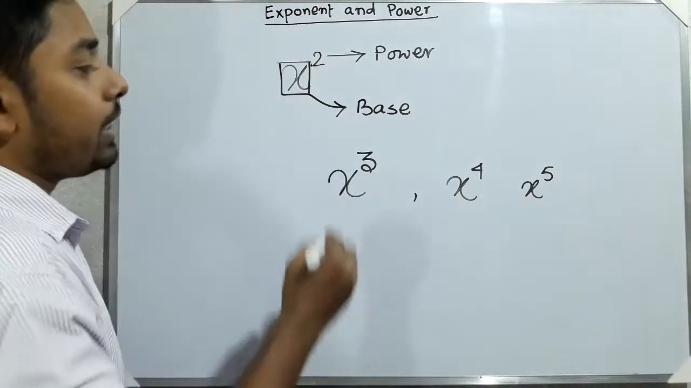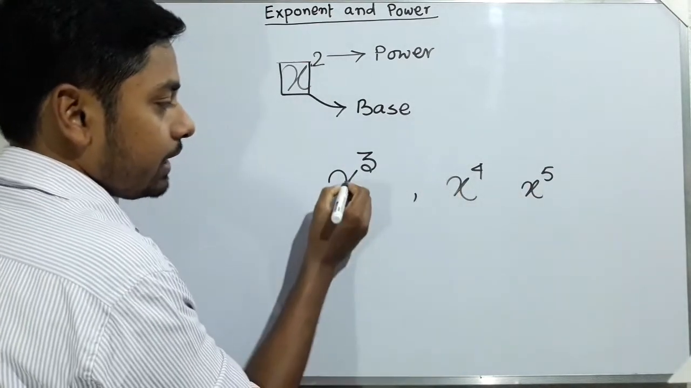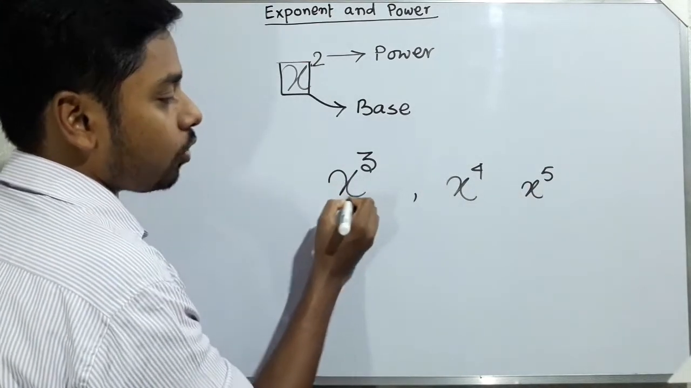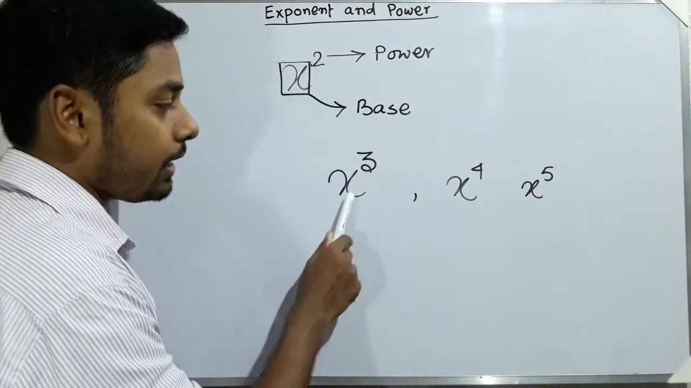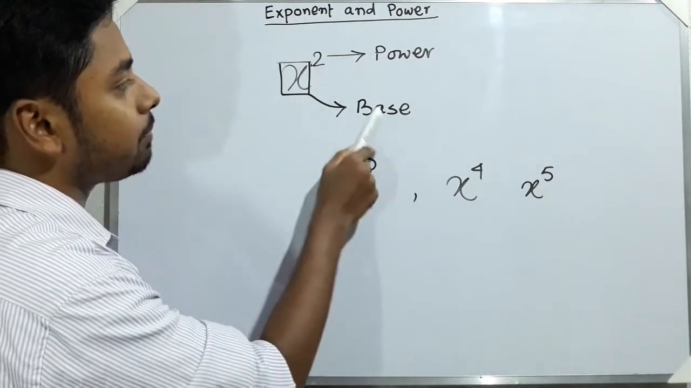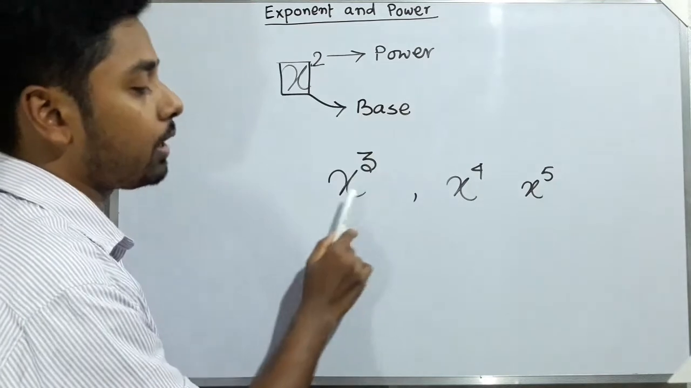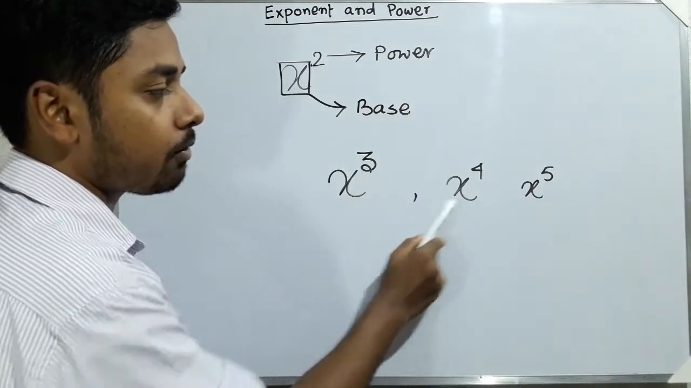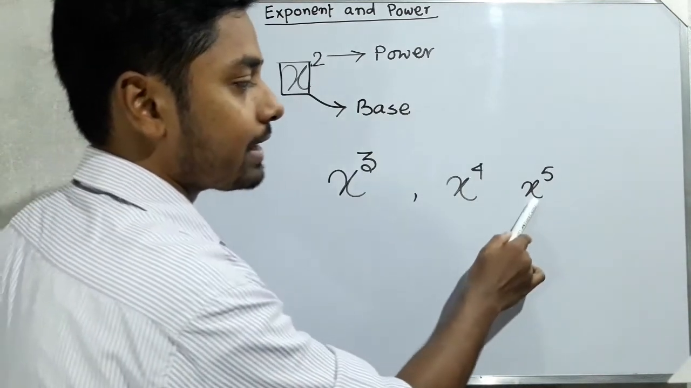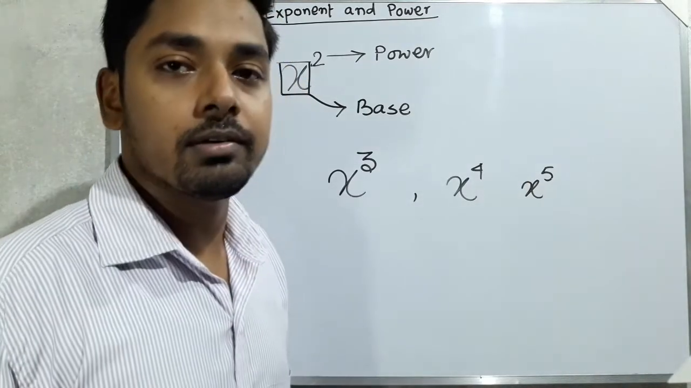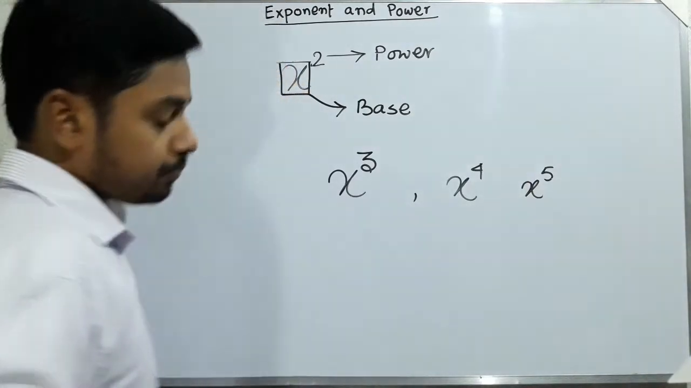In all these numbers, this x is called the base, and this thing is called the power. Here x is the base, 3 is the power; x is the base, 4 is the power; x is the base, 5 is the power.